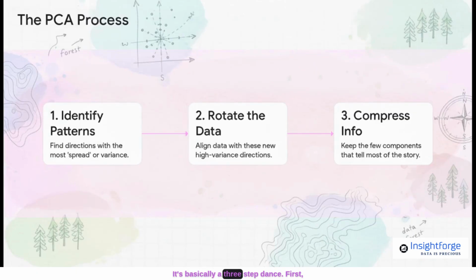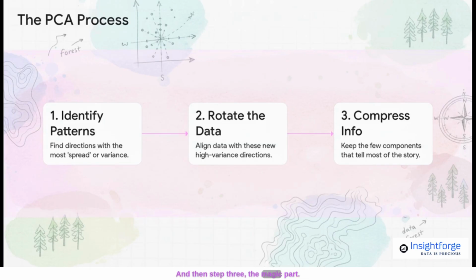It's basically a three-step dance. First, PCA scans your data and identifies the directions where there's the most spread, or what we call variance. Think of it as finding where the data is most stretched out. Why? Because that's where the most interesting stuff is happening.